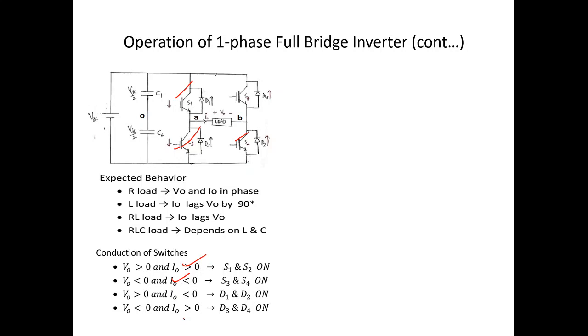Okay, and the important observation is that V naught is independent of load. It depends on the switching state, which switches are conducting. Based on that, you can find out what V naught is. Coming to I naught, it depends on V naught as well as the load.